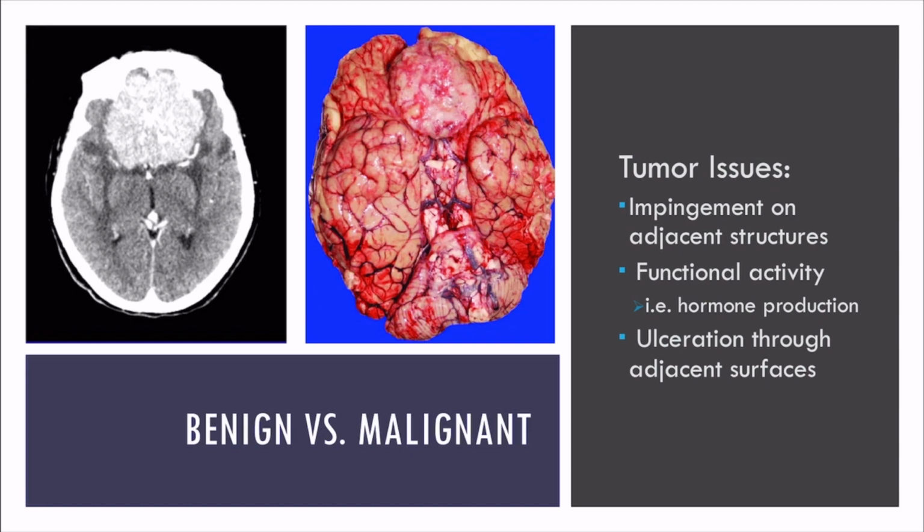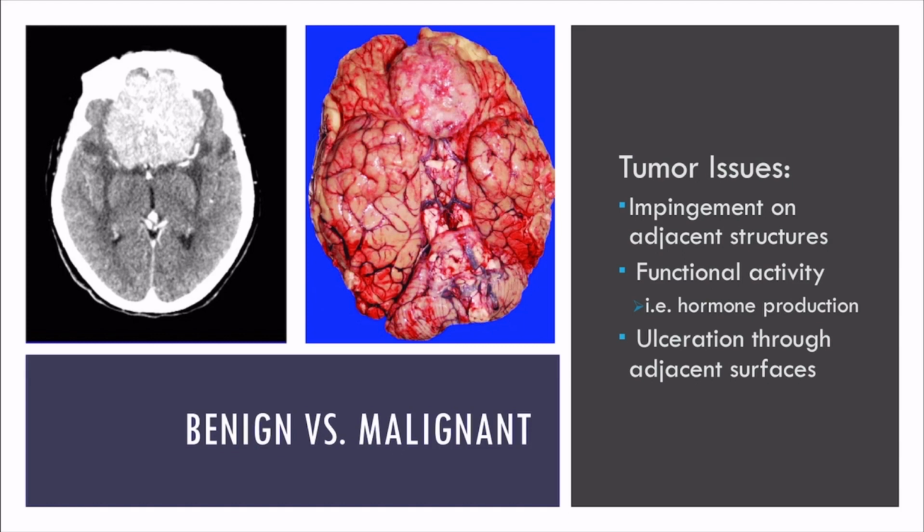One, you can get impingement on adjacent structures. So a brain tumor can be benign, but it could still kill a patient from increased pressure on the brain. Okay, so if it impinges an adjacent structure and impedes that function, that can have a huge problem.